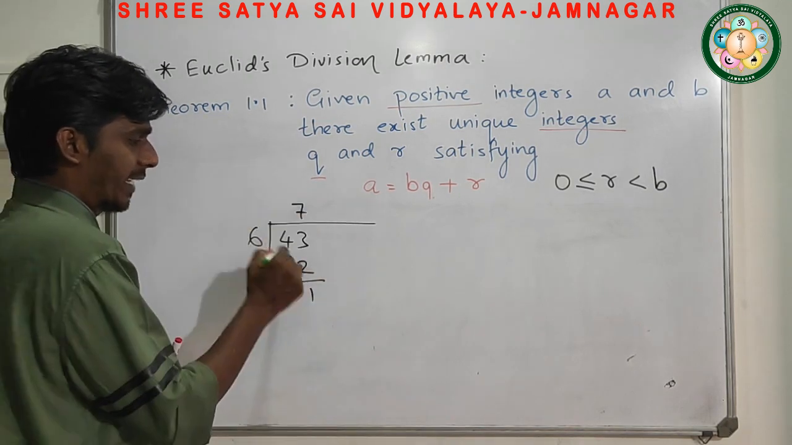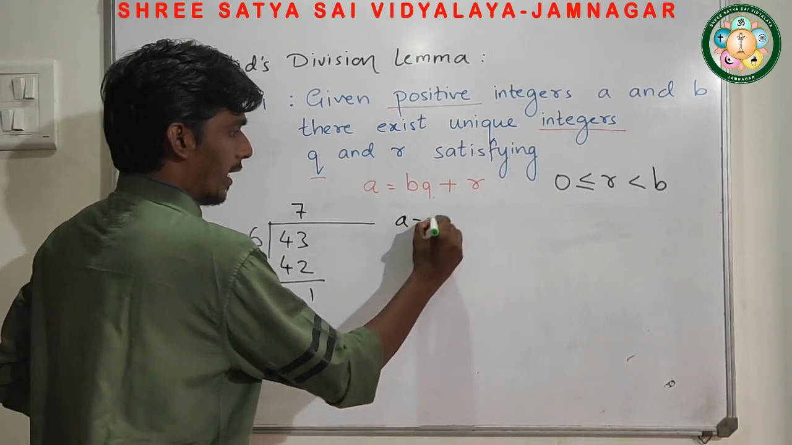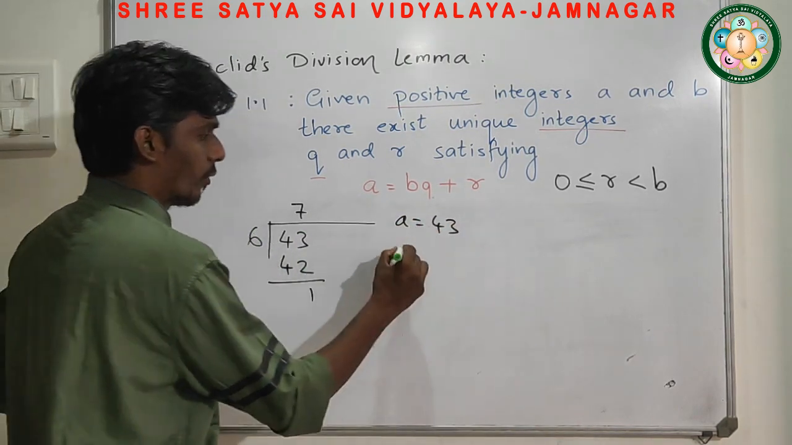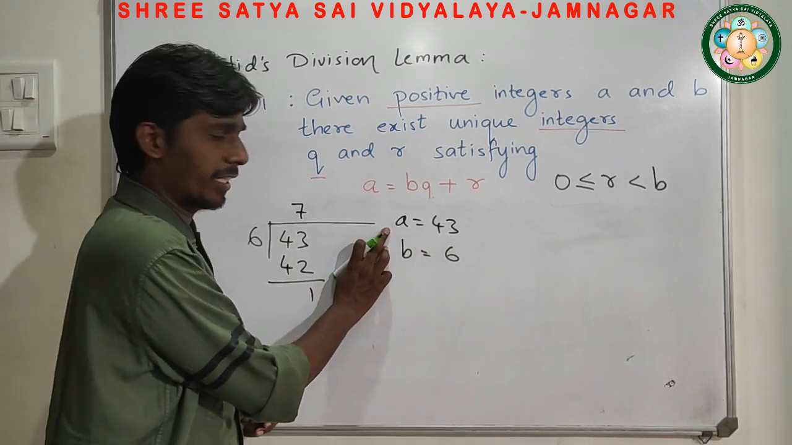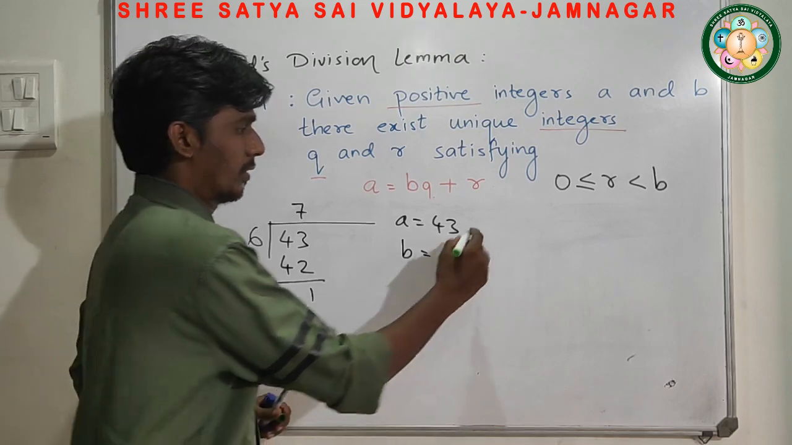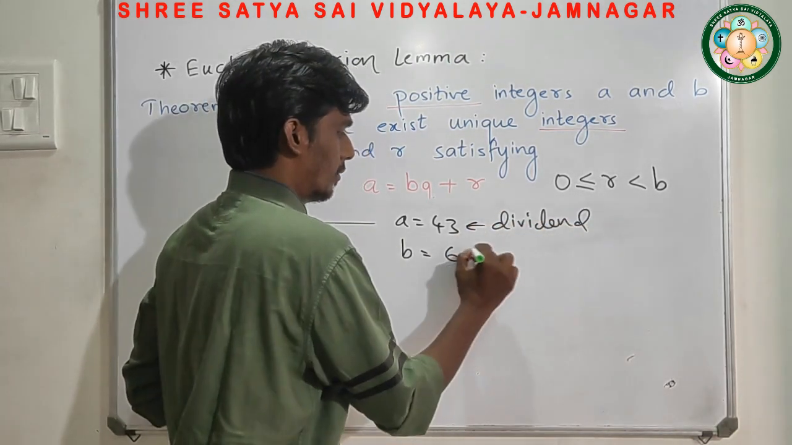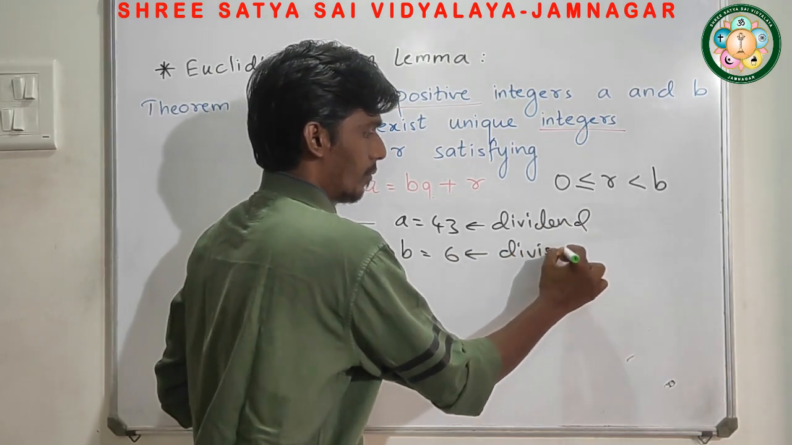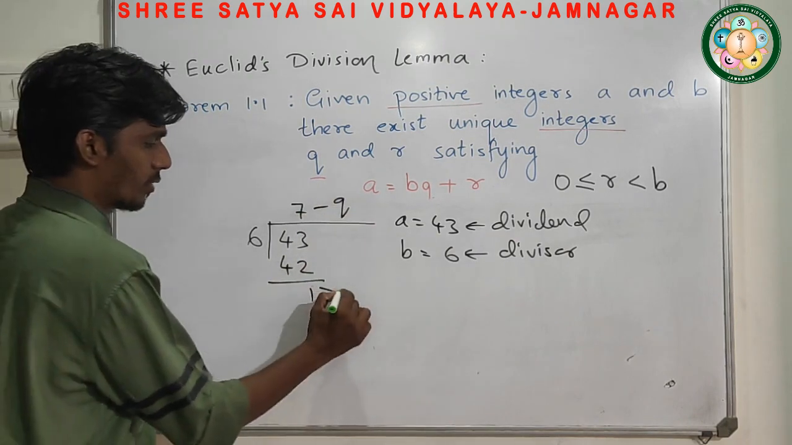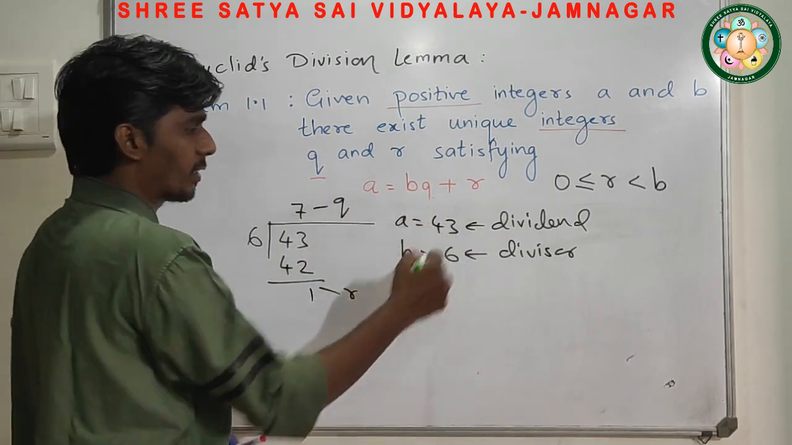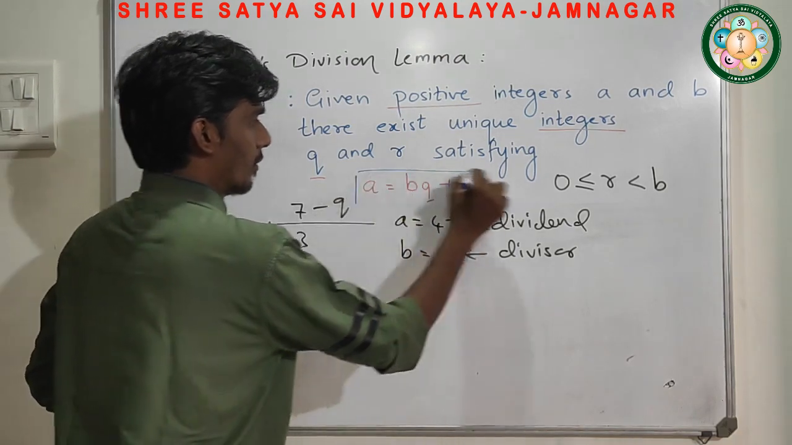So if I write this 43, here A is 43, the dividend, and B is 6, the divisor. Q is the quotient, and R is the remainder. So I can write this 43 in the form of this.